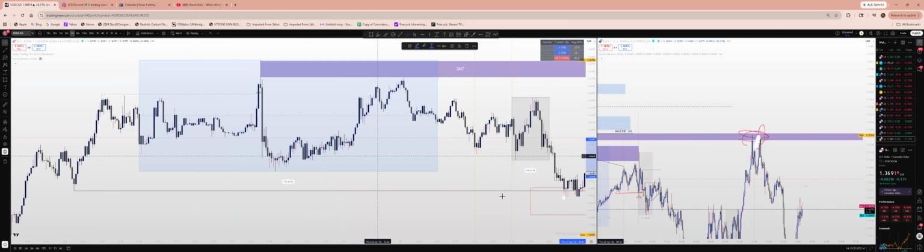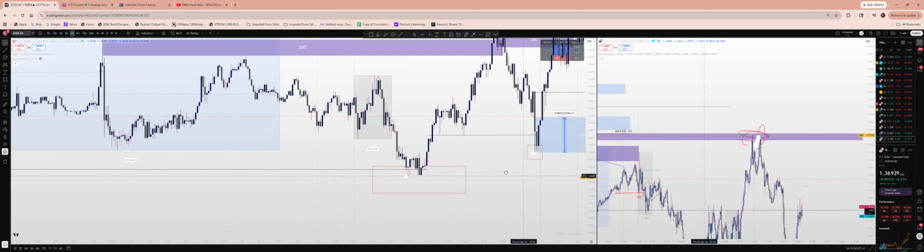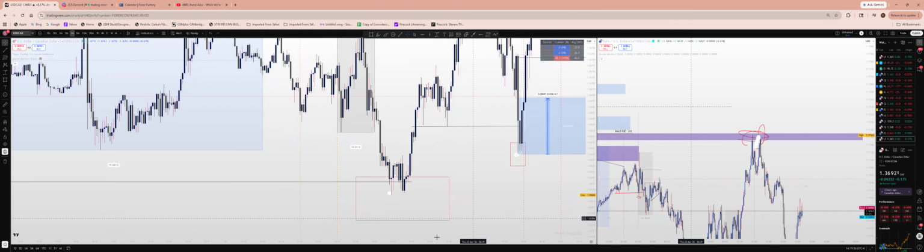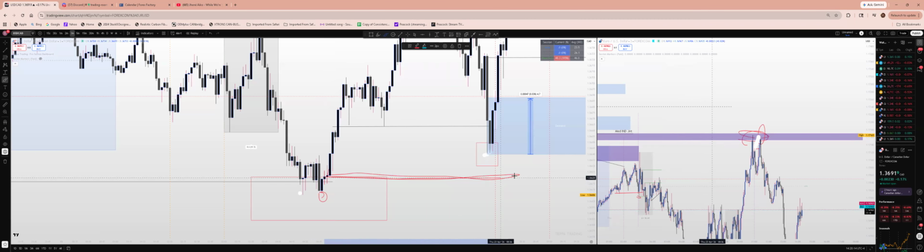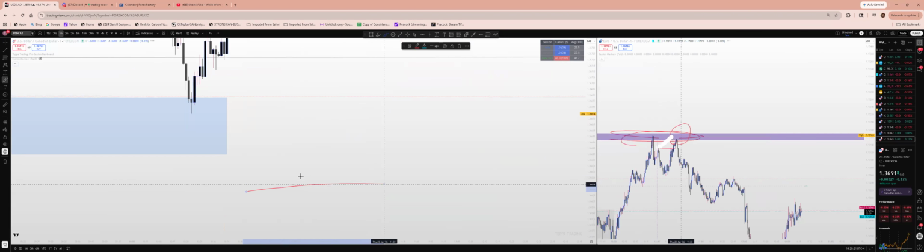Now if you want to go 3 minutes and you want to refine this even more, what can we see? You could see, okay, sweep of the low right here. First candle, second candle, third candle. This would have been my execution if I was basing it on the M3 execution. So 1, 2, 3 below this line, I would execute it if I was only looking at that 3 minutes.